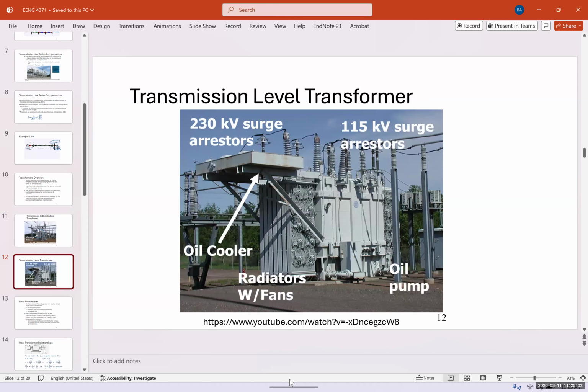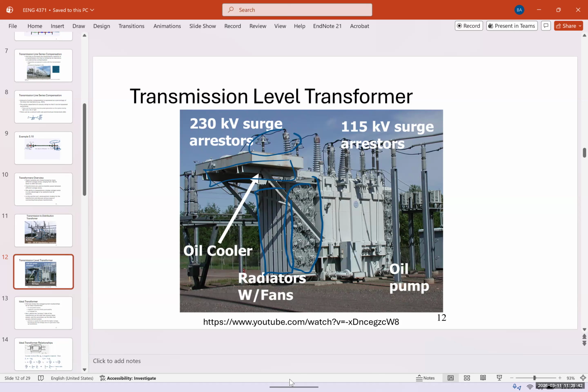And depending on the weather, if it's in a cold climate, you need different types of oils. Now, this shows it from a different angle, a different device. This is a 230 kilovolt system. And you can see the surge arresters, and you can see the oil cooler and the radiation fans. And this one has an active cooling system with fans. This is for a very high voltage system. Usually at 5 kilovolts, you don't see active cooling because, again, it's going to consume a lot of power.